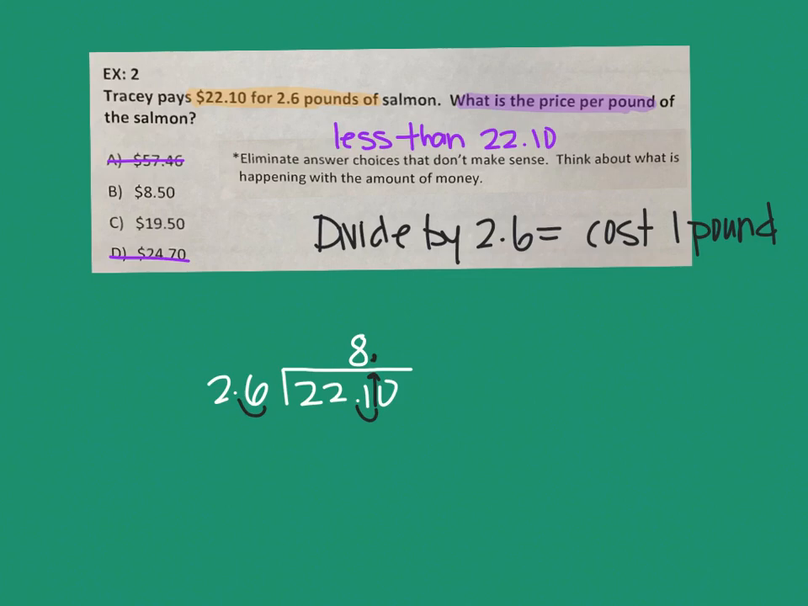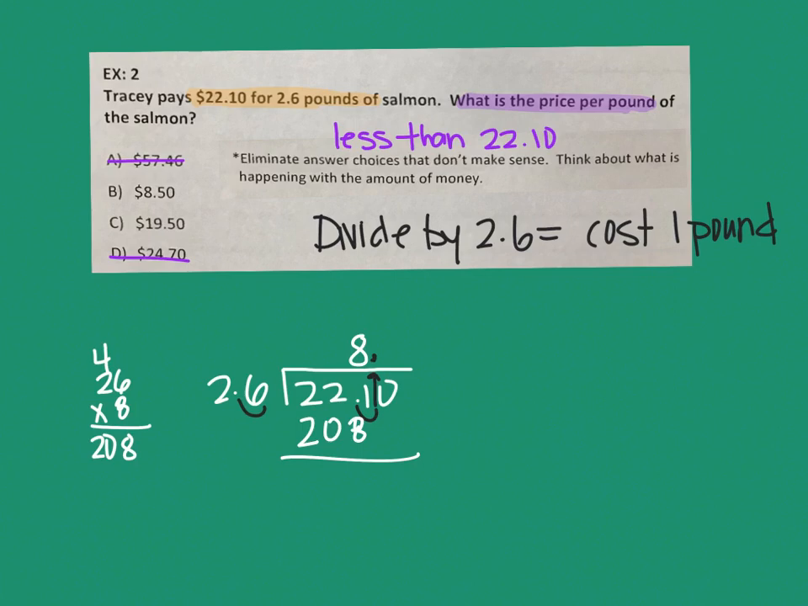I can check over here on the side. 26 times 8. 6 times 8 is 48. And then 8 times 2 is 16, 17, 18, 19, 20. So 208.